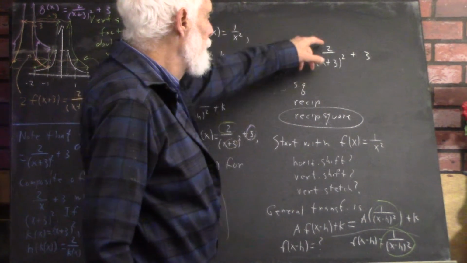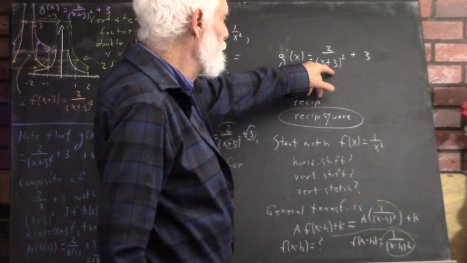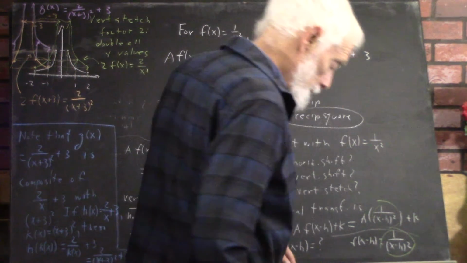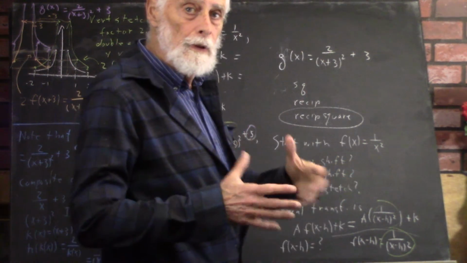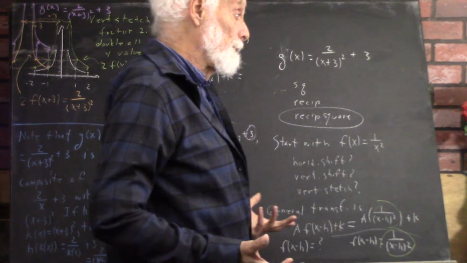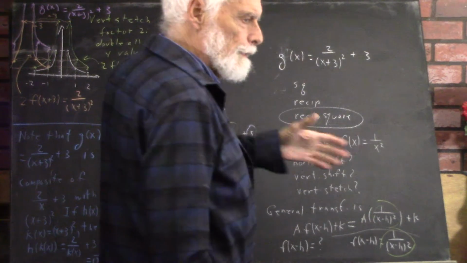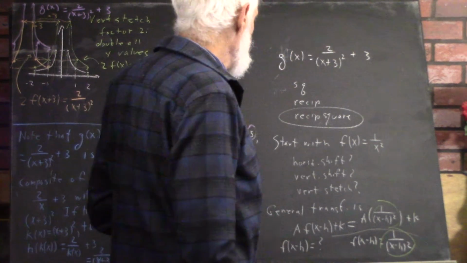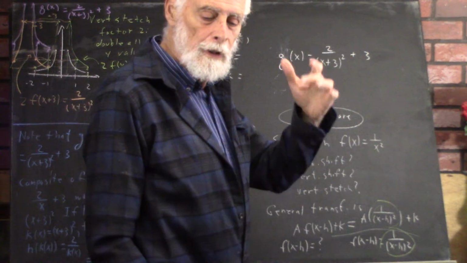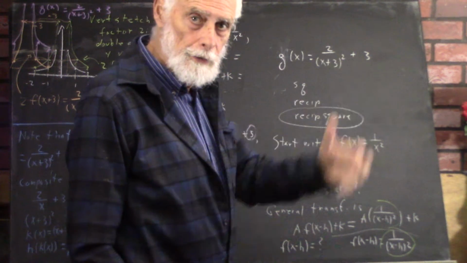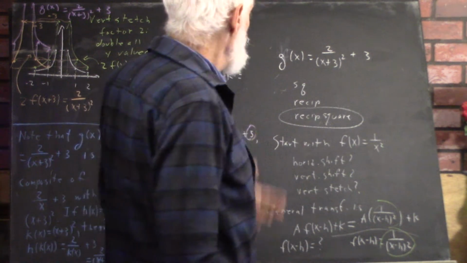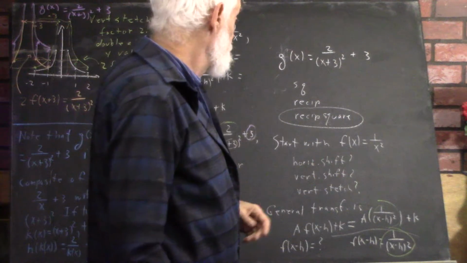The function g of x equals 2 over the quantity x plus 3 squared plus 3 is a transformed version of one of our basic functions. Which one? We can take the 5 most basic functions: the squaring, cubing, reciprocal, reciprocal square, and exponential functions, and eliminate some of them.